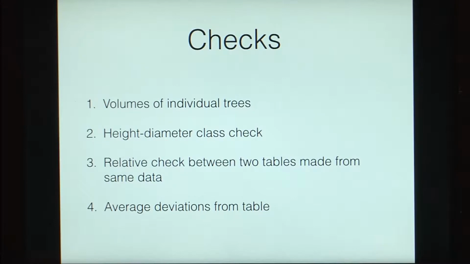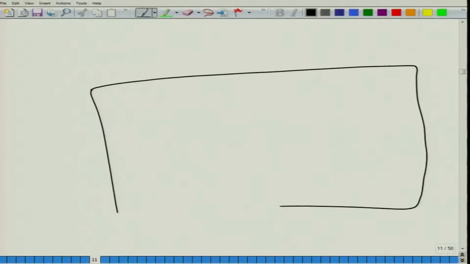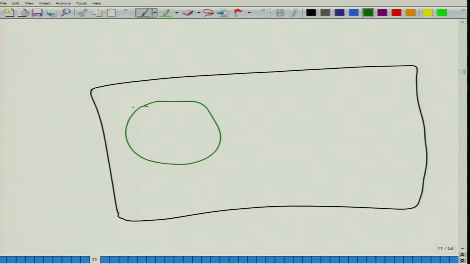We can even have a relative check between two tables made from the same data. Once you have calculated a huge amount of data, for instance, if you had a large forest, and if this is your forest area and we are getting one volume table from trees that have been extracted from this side and another table from this side, both these volume tables should give us values that are close together. If we have a huge amount of deviation, then maybe we have not selected our typical trees or maybe there has been some sort of calculation mistake.